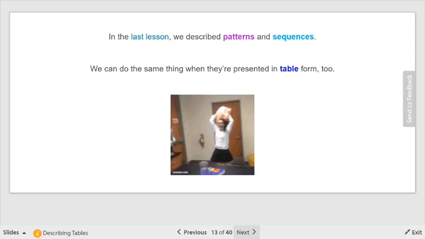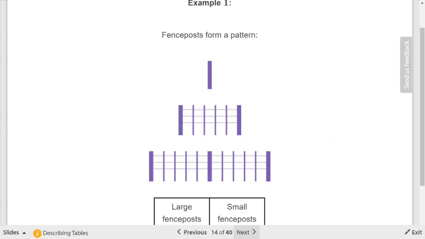You can do the same thing when they're presented in table form. So we can describe what's happening in a table. Look at this example. We have fence posts forming a pattern. We have large fence posts and small ones, and you notice that the small ones are always between the larger ones.